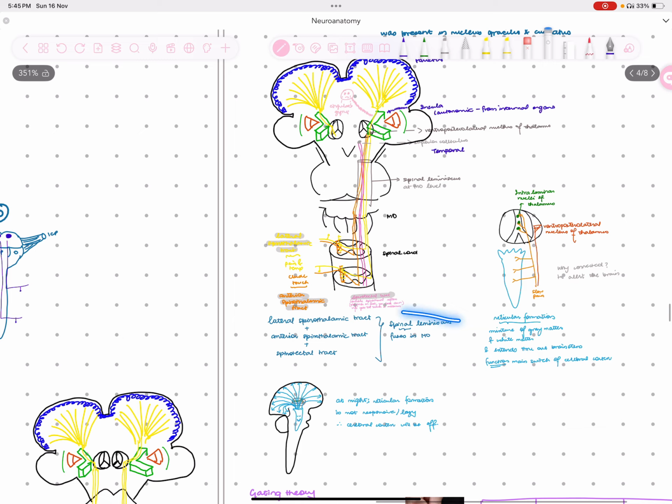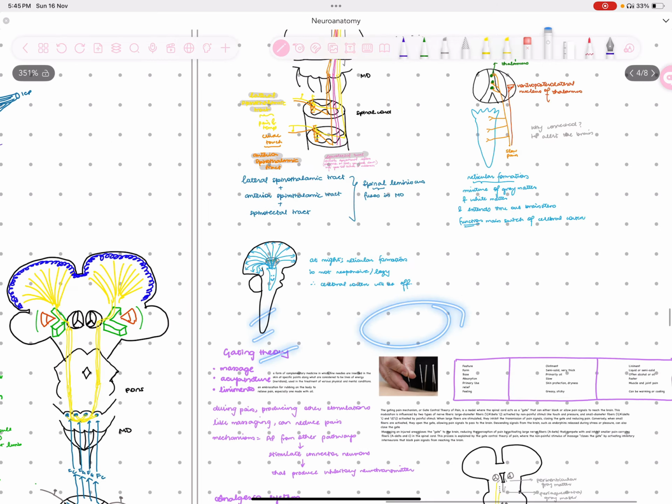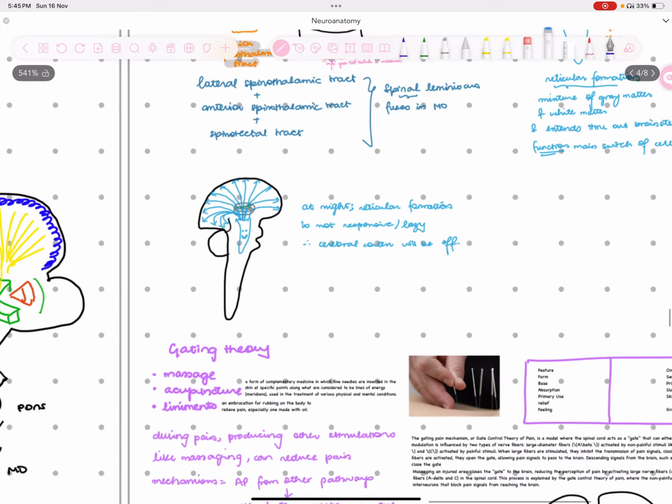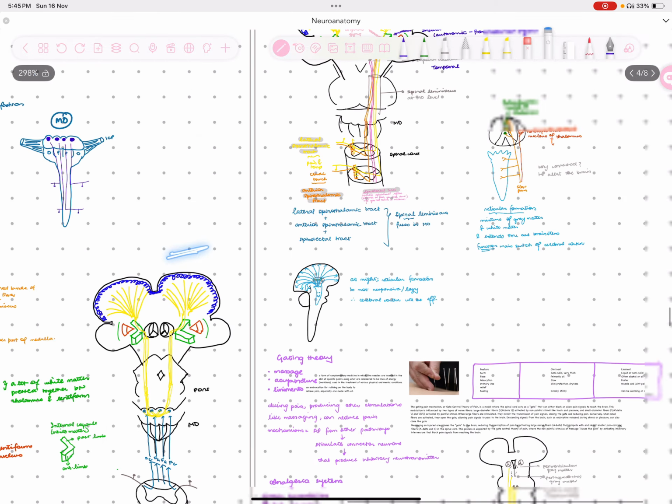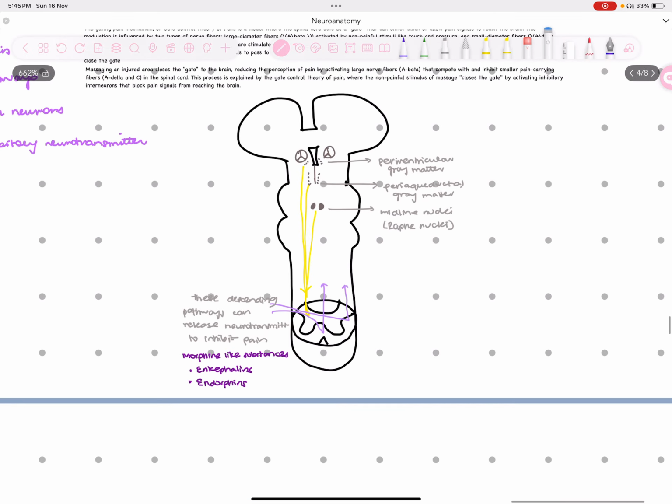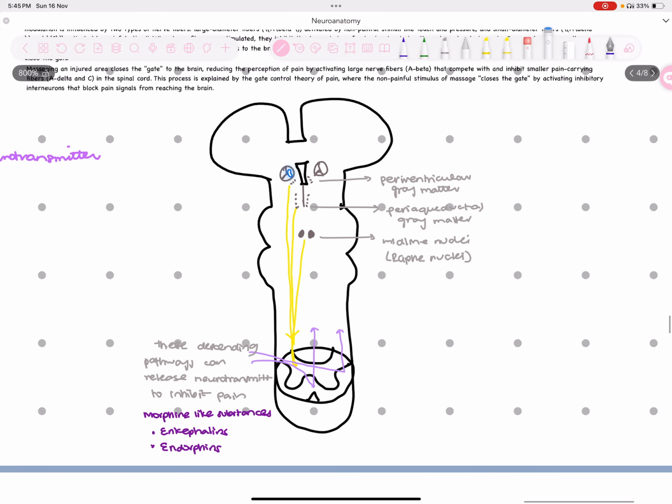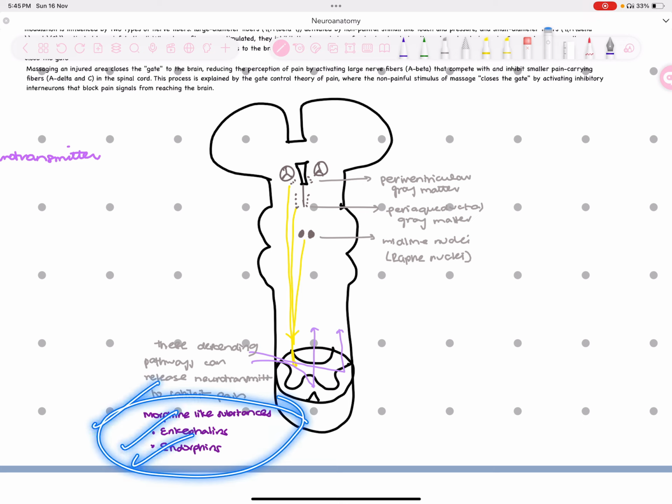Right, and then don't forget the spinal lemniscus. These three, lateral, anterior, and spinotectal, are going to make the spinal lemniscus. Done. And don't forget about the reticular formation, that it is the on and off switch for your brain. Now, this is your analgesia system. Fibers descend from here, they release inhibitory substances, morphine-like substances, enkephalins and endorphins.